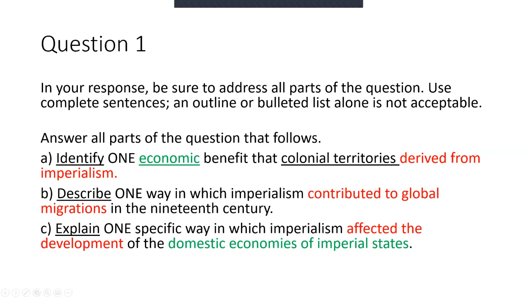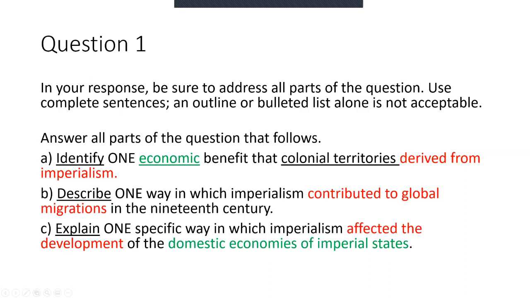All right, so if we start here with A, identify one economic benefit that colonial territories derive from imperialism. I'm going to do A, and when I get to B and C, I'll do those as well. All right, so I made economic green because economics means money. The first mistake that people make with these is they tell me about political, social, or cultural benefits. It says economic, it has to do something with the transaction of goods, with money. It can relate to government actions, but it has to, at the end of the day, be about an economic transaction.